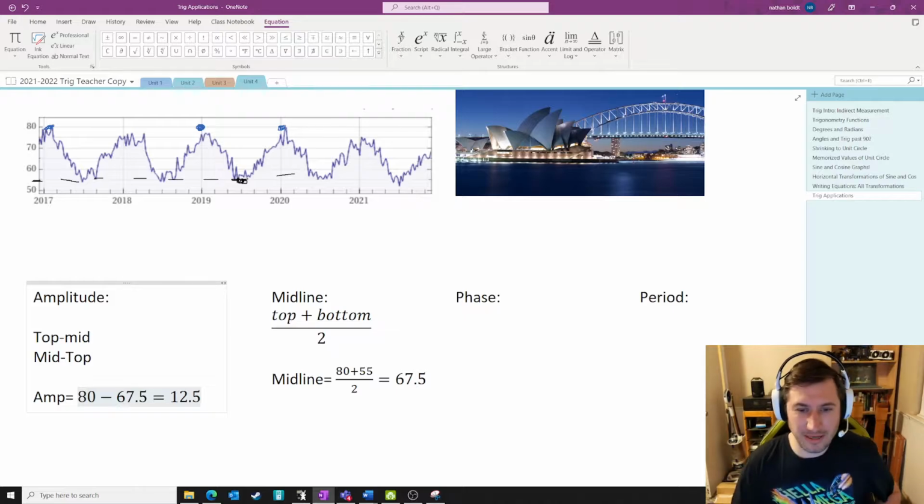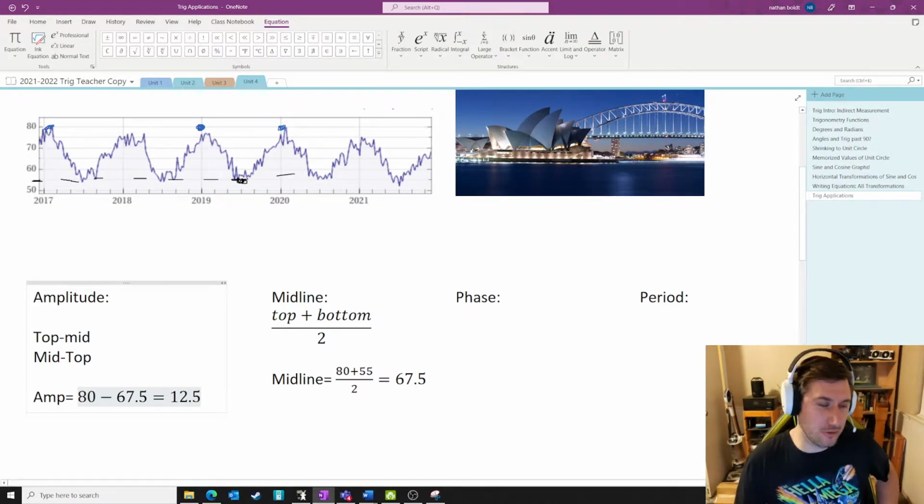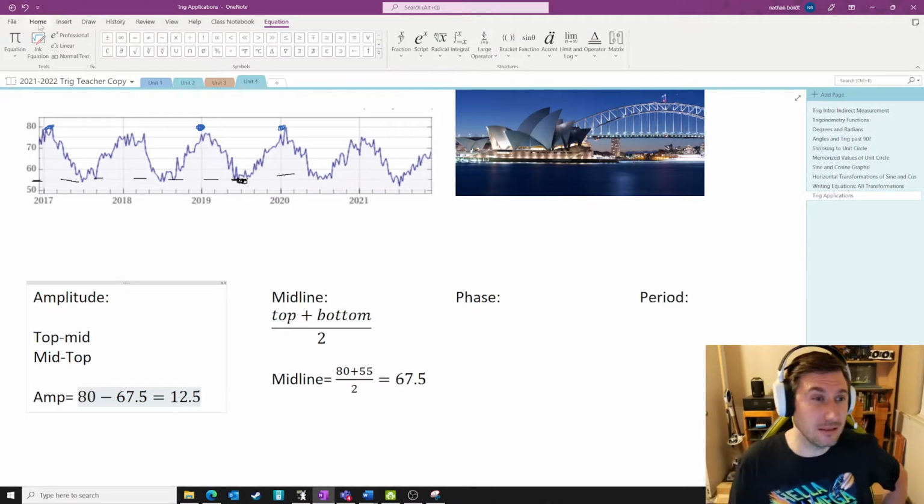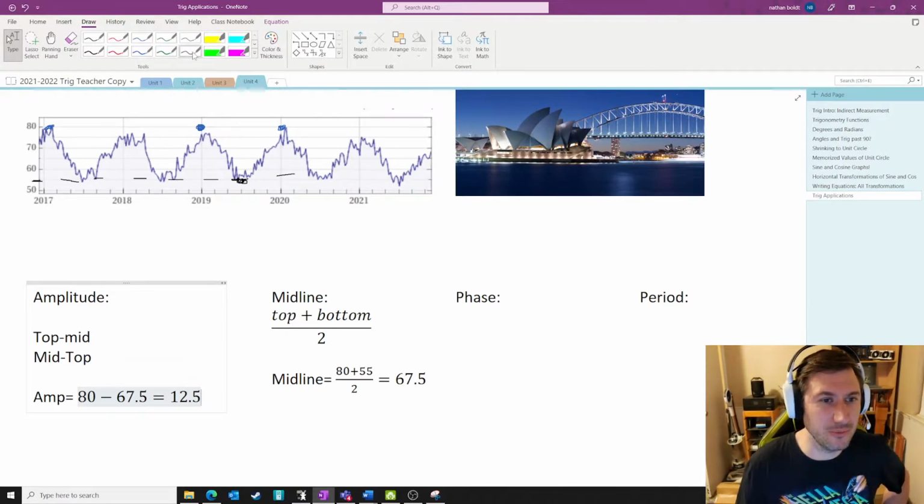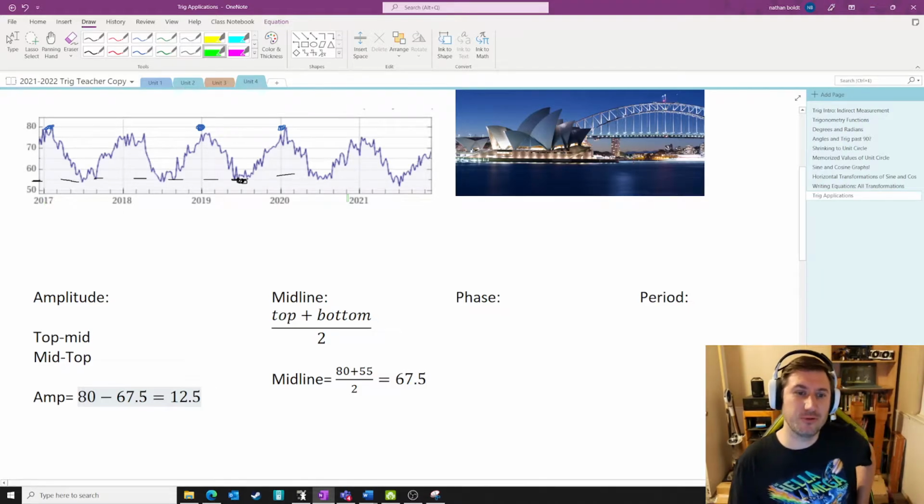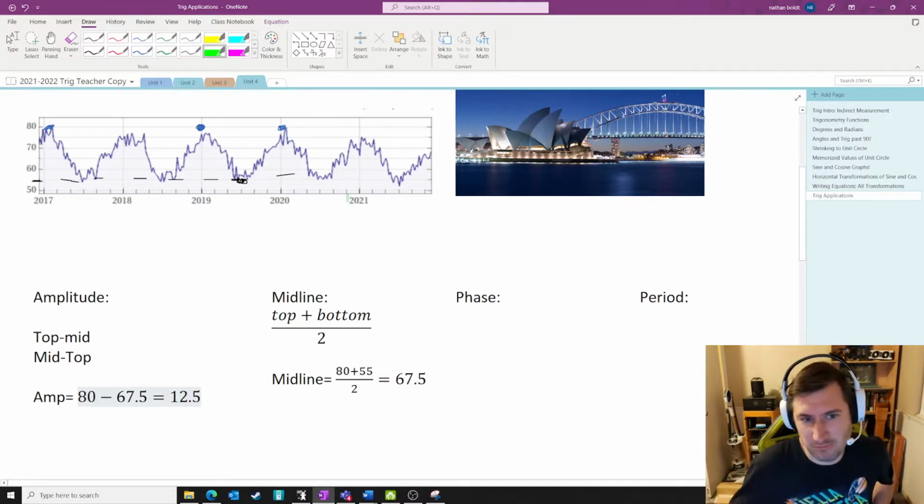All right, now my phase. So the phase you can sort of pick depending on where your starting point is. What starting point do we want to use? So we got years 2017 all the way up through 2021. It doesn't really matter which one you pick. Let's go ahead and pick 2020. That was a good year, right?